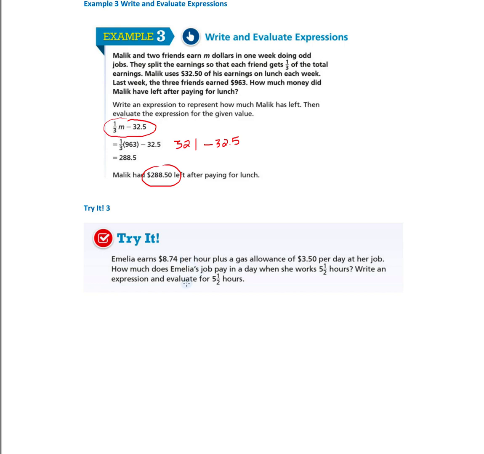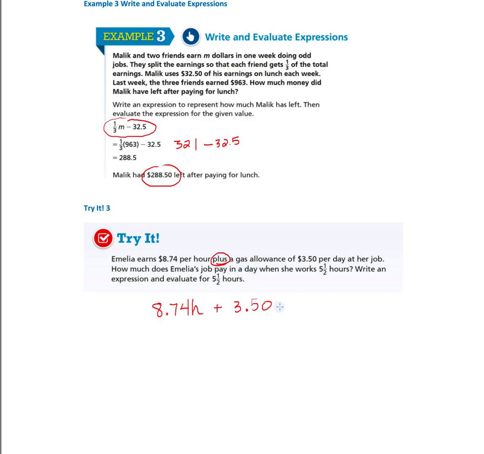I think H is a good choice for that. So I'm going to use the variable H to represent the hours. So she's going to earn $8.74 per hour, so it's times the number of hours. But then she's also going to get plus $3.50. And she's only going to get one $3.50 payment because it's per day, and the question is how much does her job pay in a day.